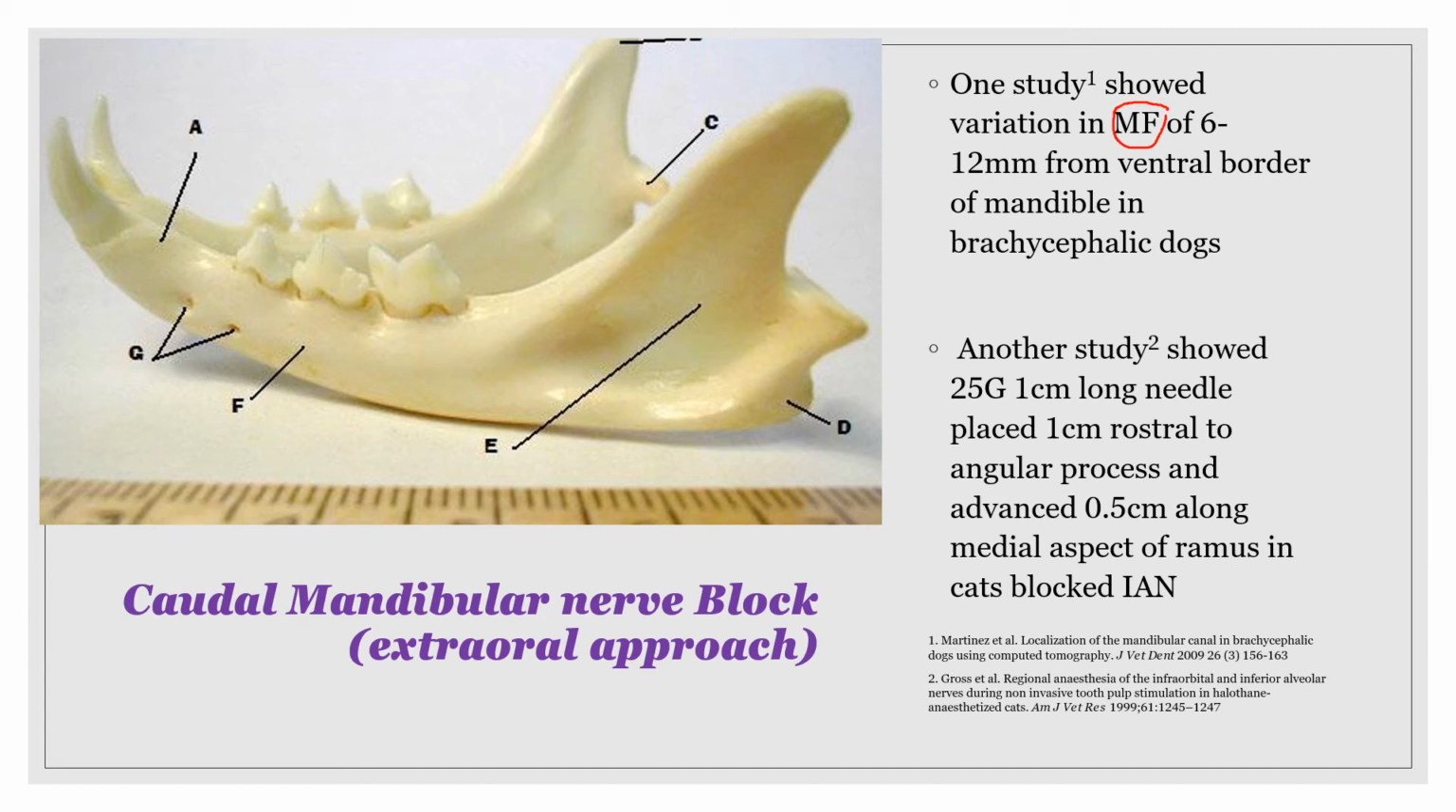Another study in cats used a 25 gauge 1 centimeter long needle. They placed the needle 1 centimeter rostral to the angular process and advanced it 0.5 centimeters along the medial aspect of the ramus of the mandible, and that blocked the inferior alveolar nerve or the mandibular nerve. Again, quite a difficult thing. The angular process in cats, which is here, isn't that easily palpated, so I probably wouldn't recommend that approach. This is an extraoral approach. I would rather recommend the intraoral approach.